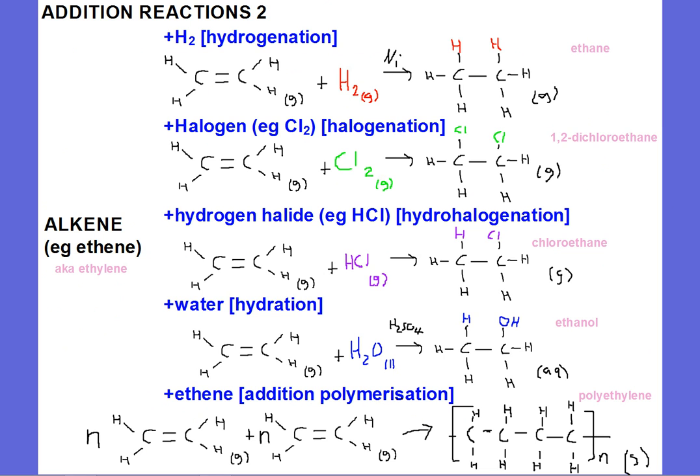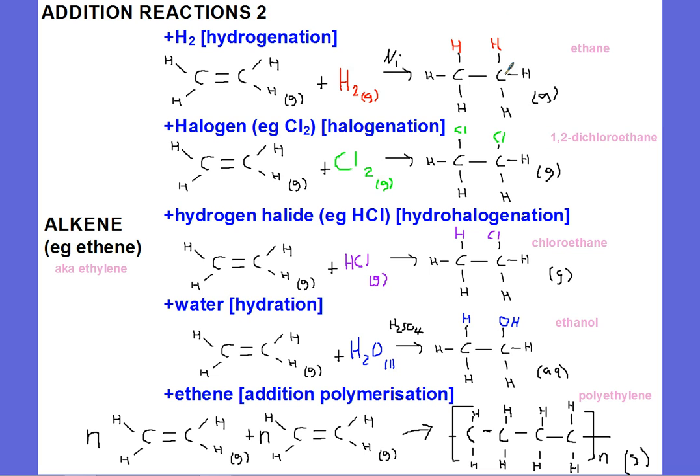Addition reactions number 2, there's a whole range of different types of addition reactions. The ones that have been mentioned in the HSC in the past are the following. You've got adding hydrogen, which is called hydrogenation. You need a nickel catalyst for this. So you have an alkene reacting with hydrogen to produce an alkane. In this case, ethene reacting with hydrogen to produce ethane. Note the hydrogen adding across the side of the double bond.